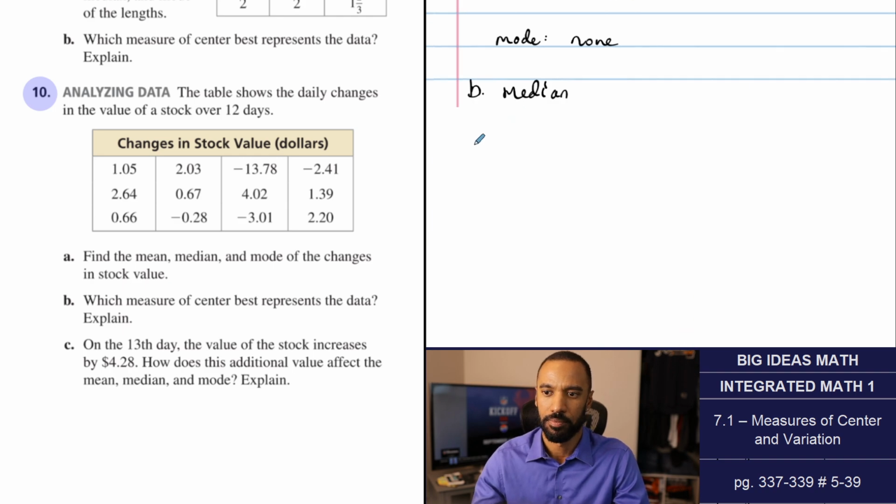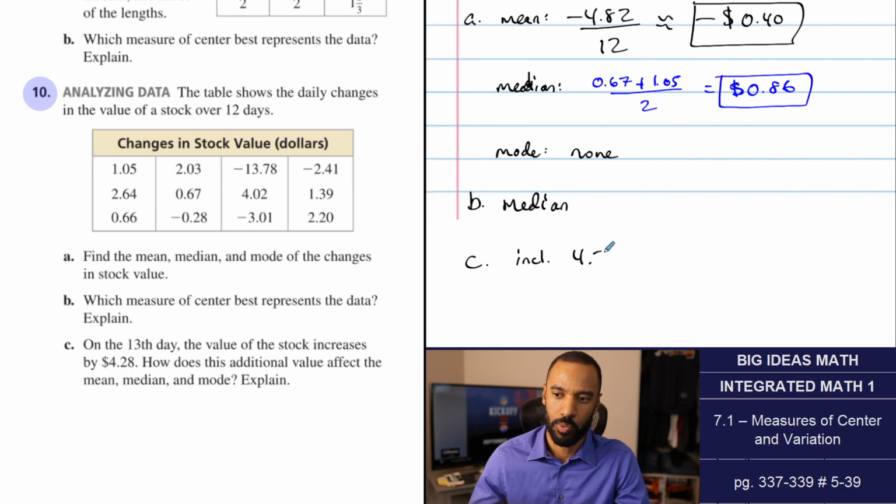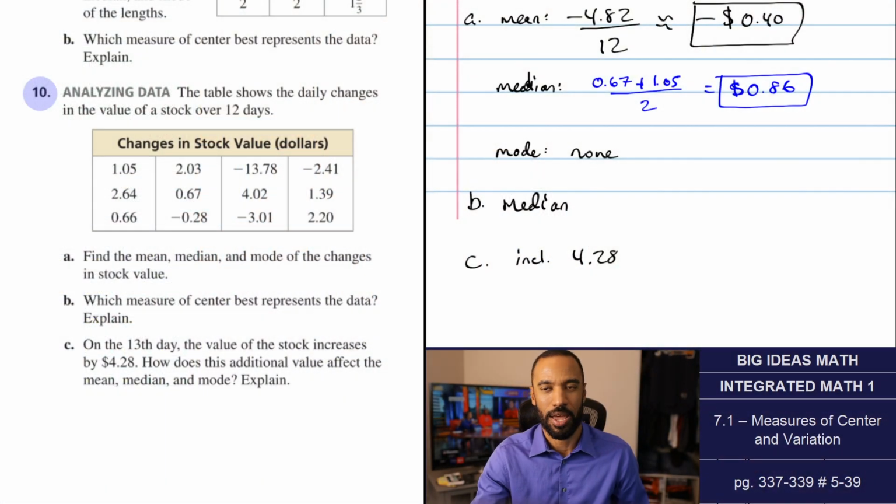So on part C, it's very good that in my calculator I used this sum value right here, and I have that negative 4.82, because guess what? Now I just have to add 4.28 to that. So for the mean, with this previous work here, I just have to add 4.28. Well, I guess I could do that as well. And here you get negative 54 cents. We're still in the red, but we're getting there.